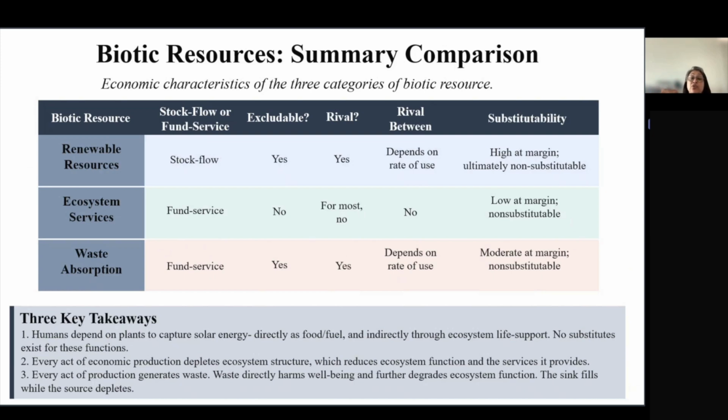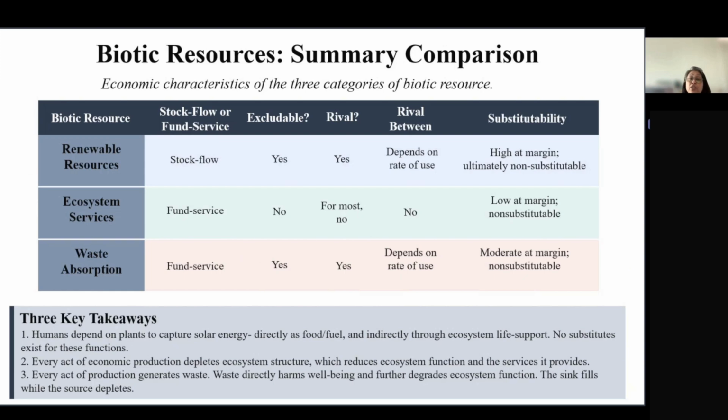And that is why we talk so much about sustainable development and sustainability. If harvested sustainably, future generations inherit the same stock. If over-harvested, the stock is diminished or destroyed. Substitutability is high at the margin.